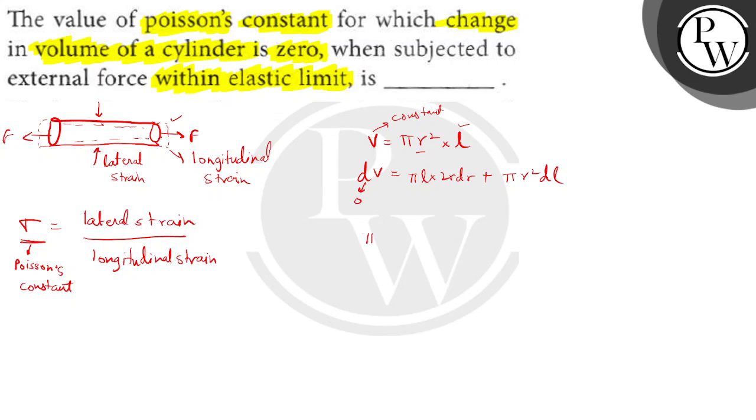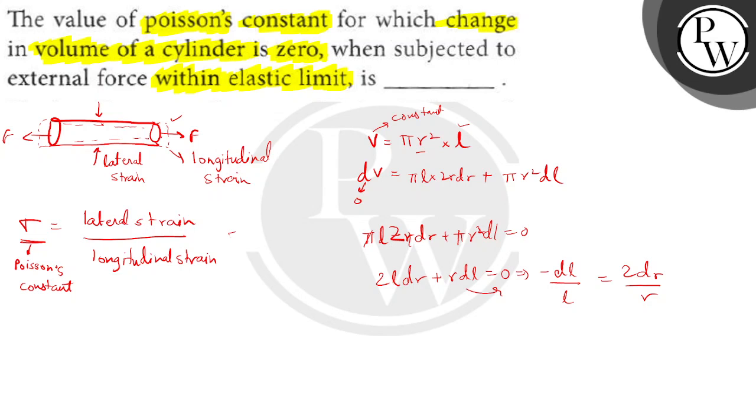So now we can say pi L 2r dr plus pi r square dL is equal to zero. So we can cancel out pi and r. So finally we have 2L dr plus r dL is equal to 0, which implies, taking this on the right hand side, we have minus dL by L is equal to 2 dr by r. ठीक है बच्चों?